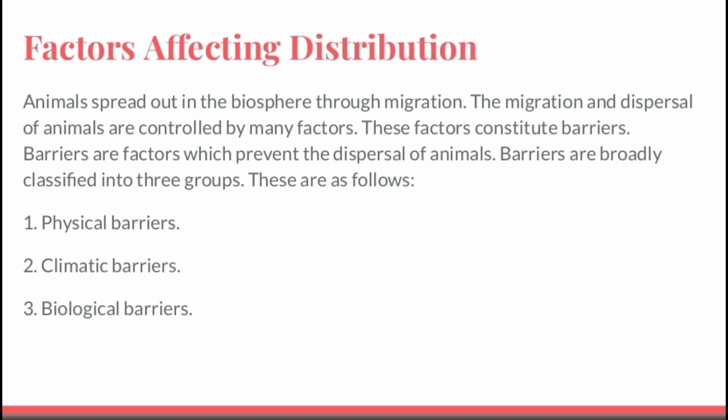Factors affecting distribution. Animals spread out in the biosphere through migration. The migration and dispersal of animals are controlled by many factors. These factors constitute barriers. Barriers are factors which prevent the dispersal of animals. Barriers are broadly classified into three groups: physical barriers, climatic barriers, and biological barriers.